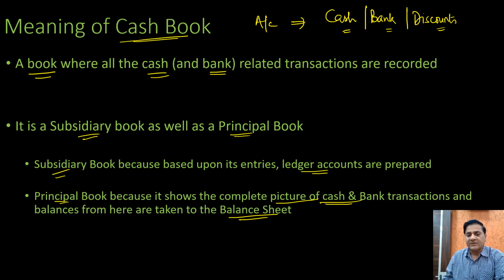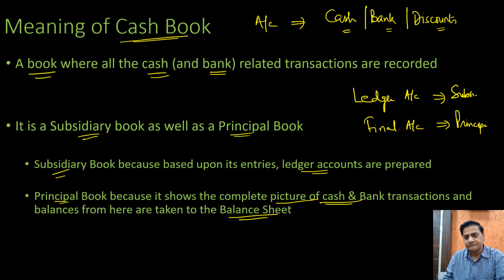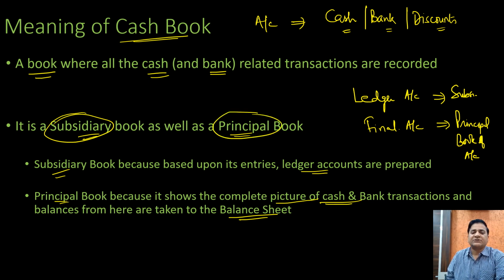You need to remember that any book based upon which the ledger entries or ledger accounts are prepared is called a subsidiary book. And any book based upon which the final accounts are prepared is called a principal book of accounts. So in case of the cash book, we call it both a subsidiary as well as a principal book. Why? Because based upon the cash book, you pass the ledger entries, and the balance of the cash book is taken to the balance sheet because cash or bank account is an asset for us, unless and until it's an overdraft account, wherein you call it a liability. So the balance of this is taken to the next year through the balance sheet, so it is also called a principal book. Clear?